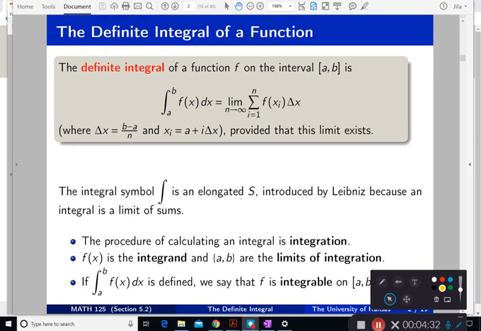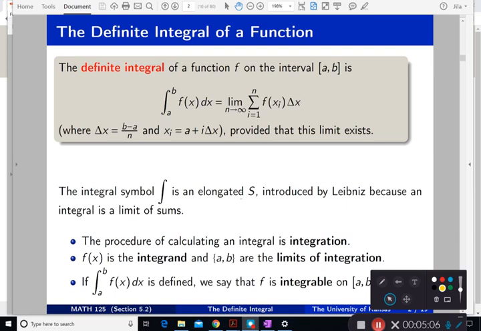Now again, we're saying the definite integral of a function f on the interval a and b is the integral from a to b of f of x dx, and it's equal to the limit as n goes to infinity of the summation i equal to 1 to n of f of xi delta x, with delta x being b minus a divided by n, and xi being a plus i delta x, provided that this limit exists. Sometimes this limit doesn't exist.